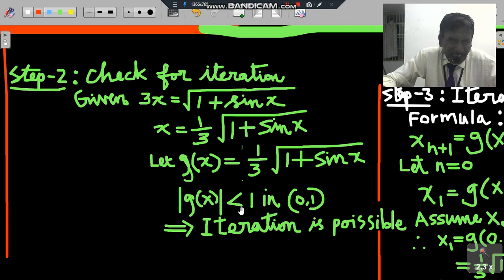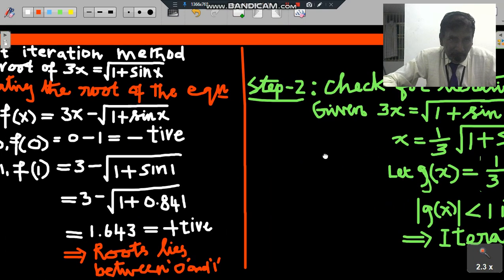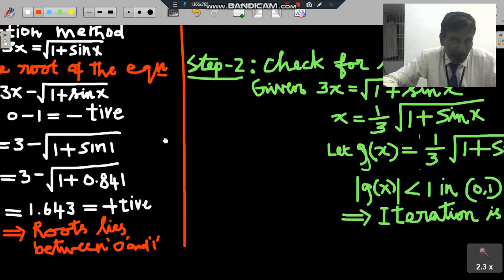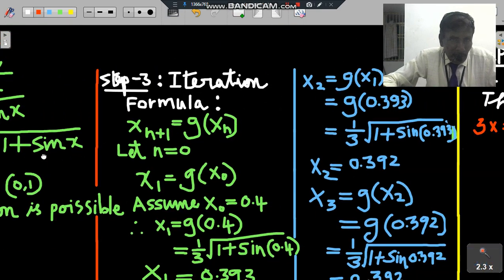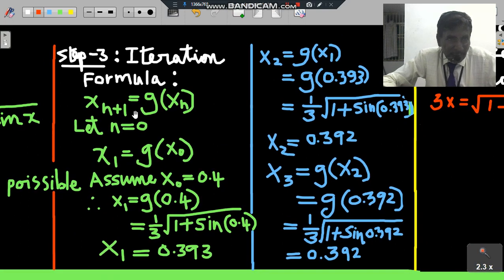So this is the condition that the given function can be iterated, or the process can proceed. Okay, and this is a condition. Therefore that is satisfied, so we can proceed further to get the approximation value, that is, we can get the root of this particular equation.